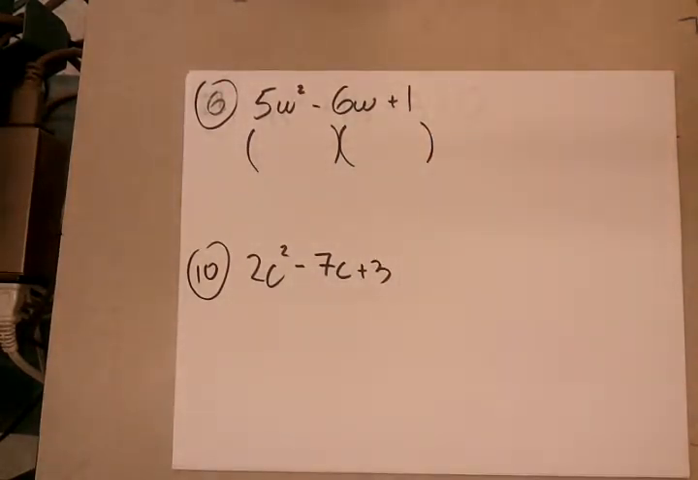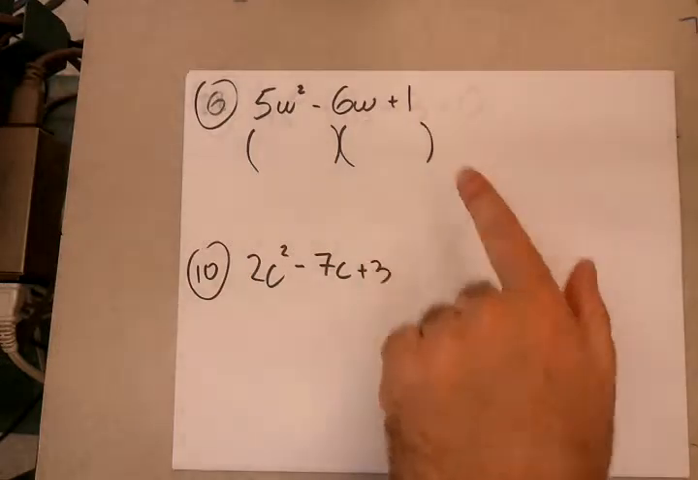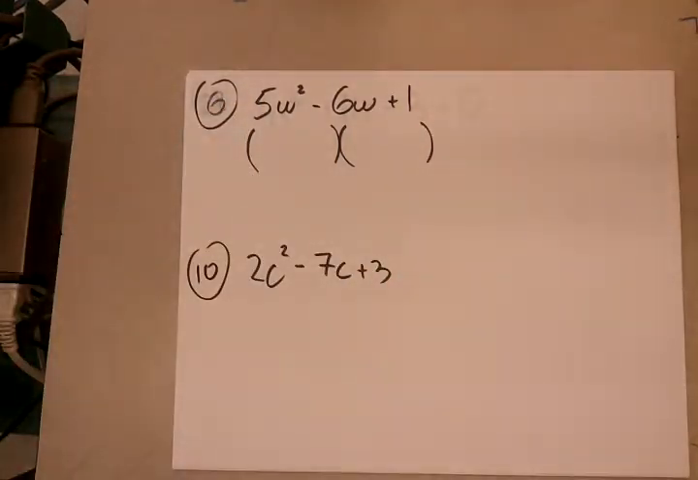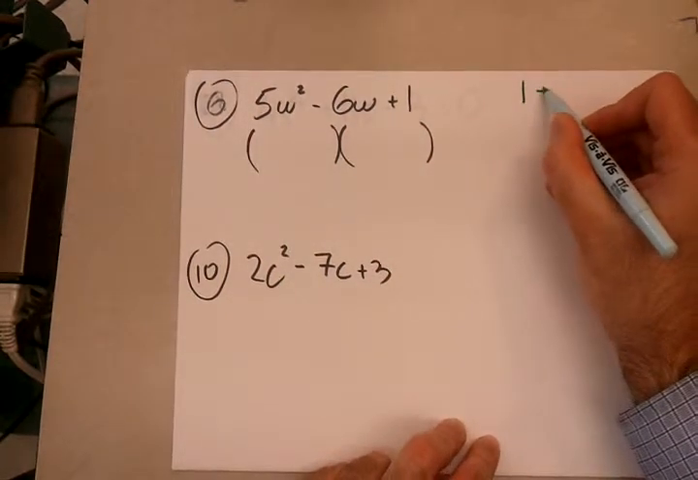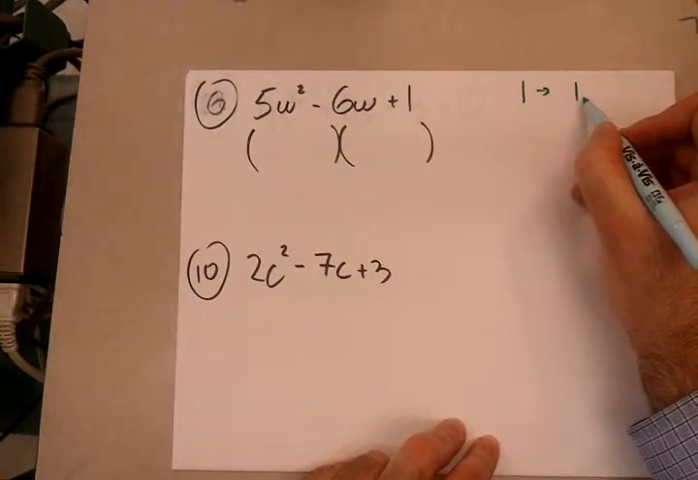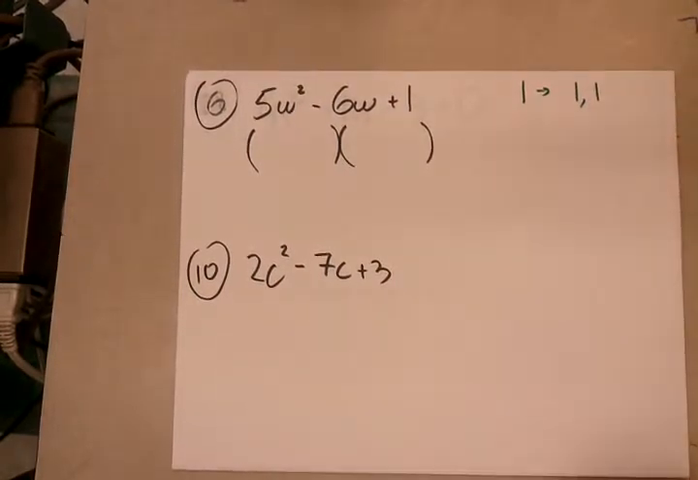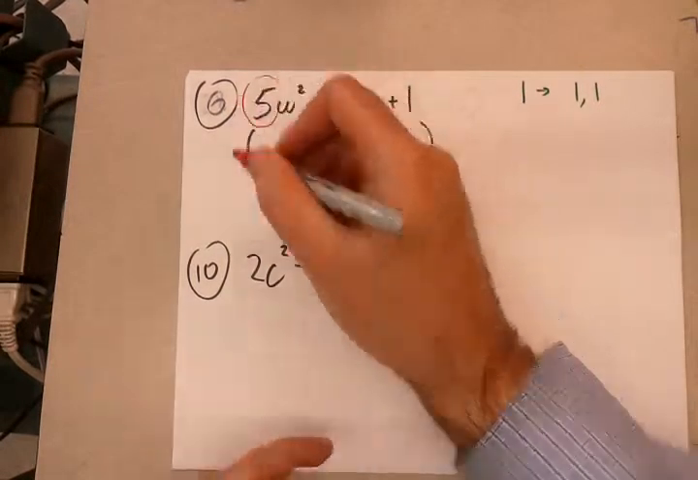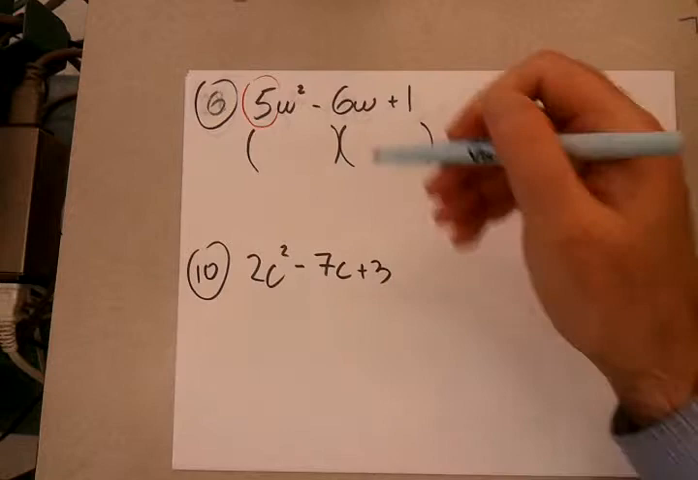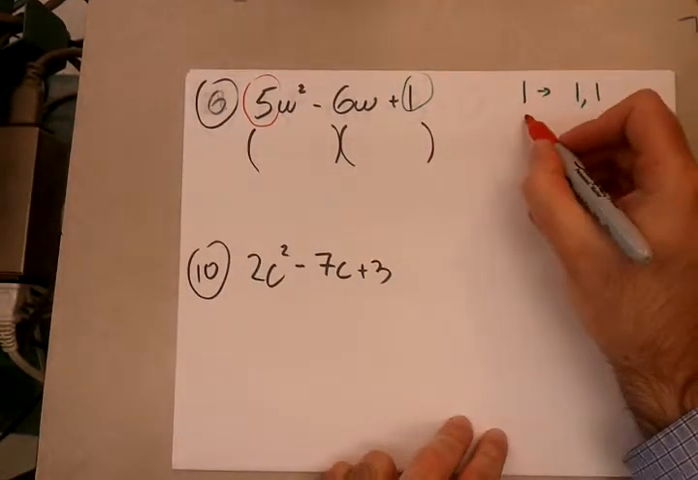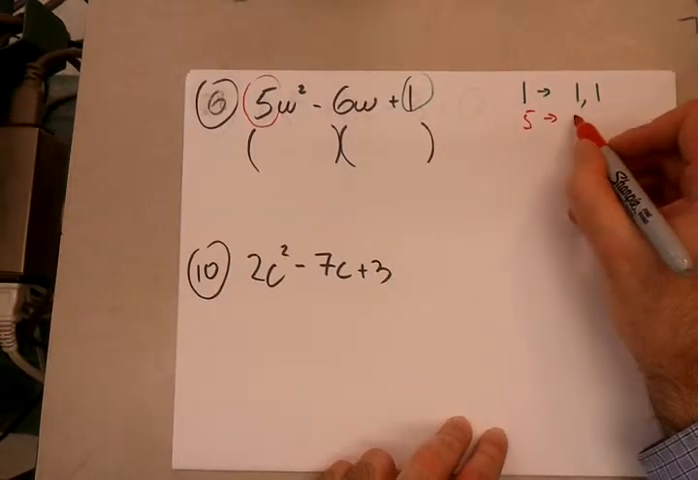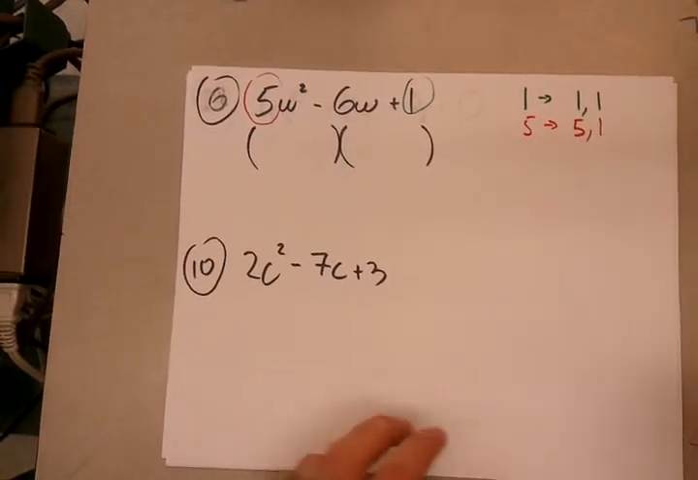and then you look at the last number and the first number. The middle number becomes a little bit less important in these problem types. So I'm going to look at the 1. And what multiplies to give us a 1? Well, a 1 and a 1. That was easy. And then we're going to look at the 5. So we're looking at this number here, and we're looking at this number here. And what multiplies to give us a 5? Well, a 5 and a 1, or a 1 and a 5.